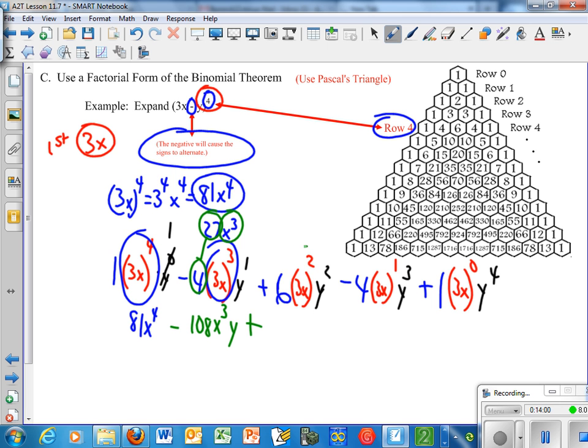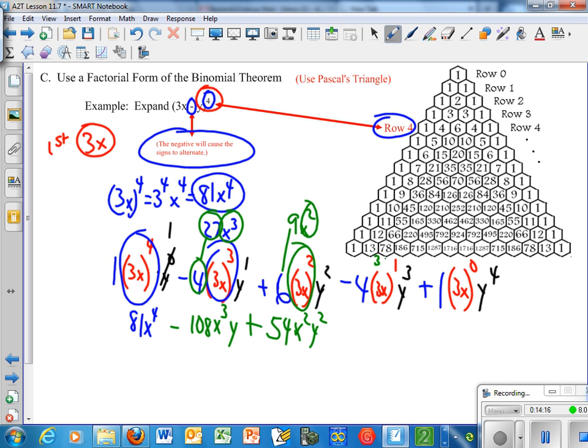Okay, next term. I'm going to go ahead and square this. That's 3 squared, or 9, and then x squared. 6 times 9 is 54. And then I'm going to have my x squared from right here. Again, the 54 came from multiplying those two, and y squared.